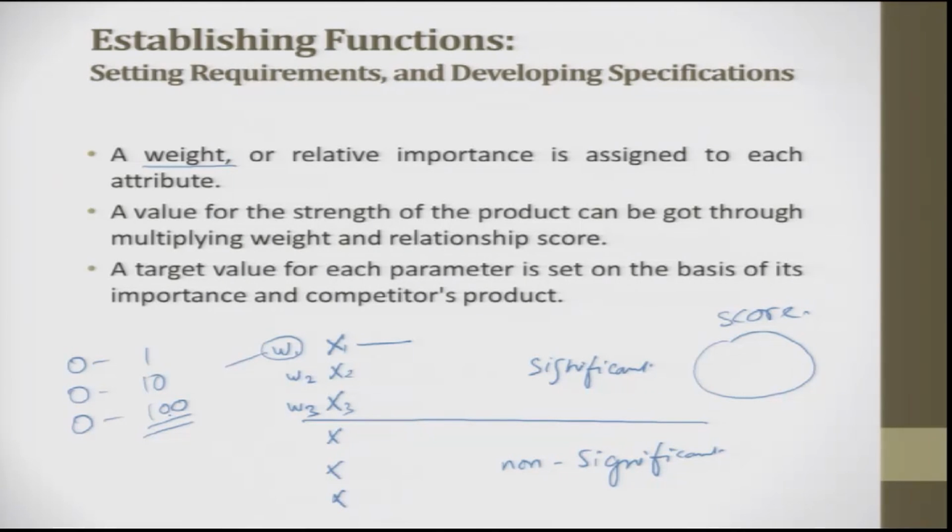The target value of each parameter is set on the basis of the importance and the competitor's product. So, now what is happening? You have found out the weightages, and after finding these weightages you know this is a very significant parameter. Fine. So, now what will you do? You will go to the market and find out who else is doing a similar product. For example, two things are there.